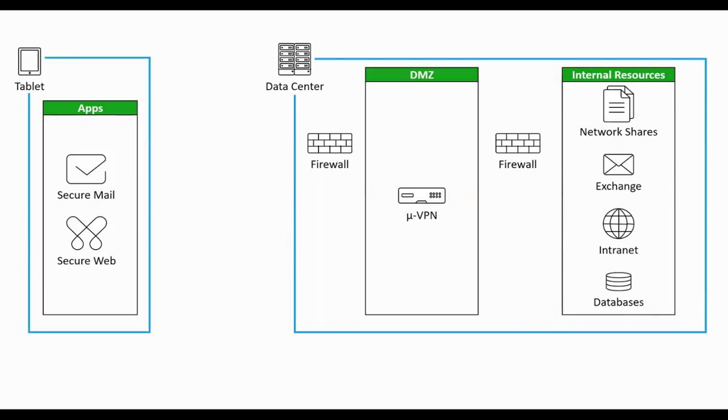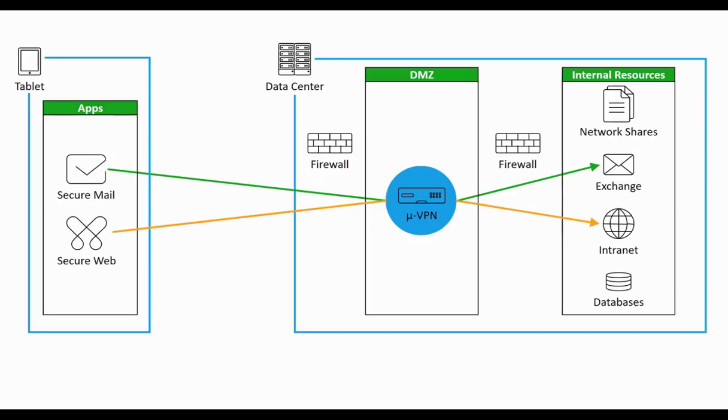Now, an alternative approach is to replace the full VPN with a micro VPN. First, the micro VPN is app specific. Only those apps granted access to the micro VPN can establish a tunnel. Second, the micro VPN is also resource specific. This means that a certain endpoint app can only access a certain internal resource.